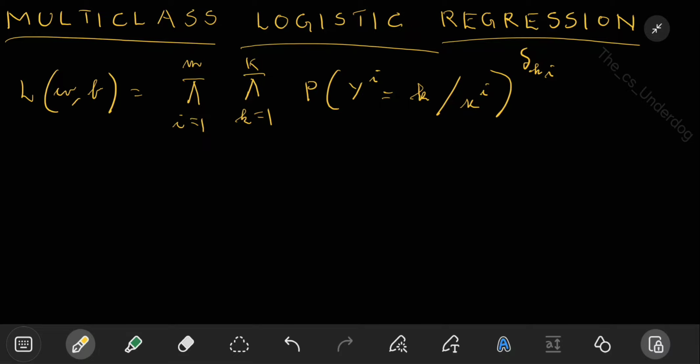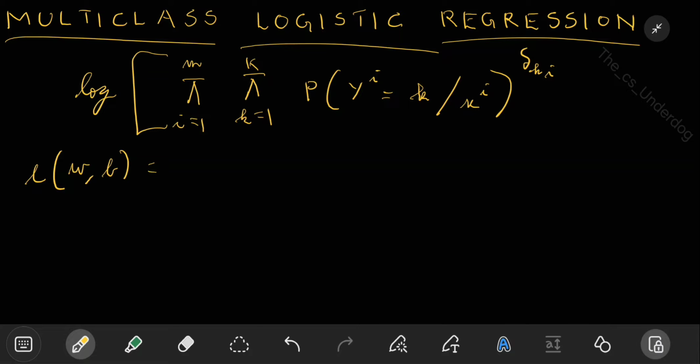Why are we taking log? Because this will make the computation easier. So the log likelihood, L(W,B), is equal to, what is log? You have to take the log of this whole thing. In order to find the log likelihood, I'll take the log of this whole thing.